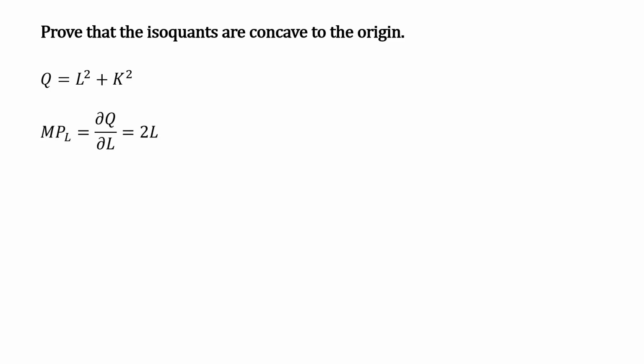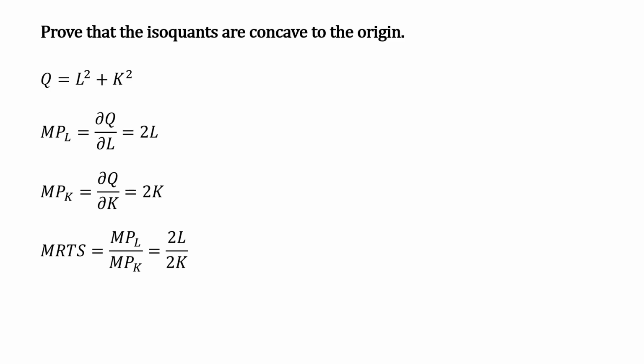Going to get the marginal product of labor, which is just 2L. Marginal product of capital, 2K. We'll set up the marginal rate of technical substitution, which is the marginal product of labor divided by the marginal product of capital. And we get 2L divided by 2K, and that just simplifies to L divided by K.